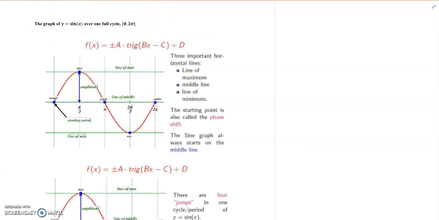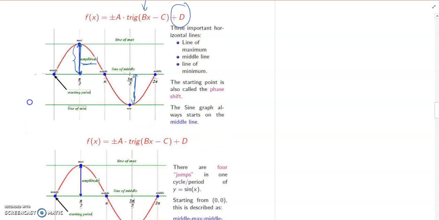This is one period of a sine graph. You can see that the amplitude is the distance between the midline and the maximum. It's also the distance between the midline and the minimum. This distance right here is our amplitude. The middle line is the starting point of our sine graph, which is always represented by D. And then B affects the period. We'll talk more specifically about B. Bx minus c is the phase shift, but that involves a lot more work.